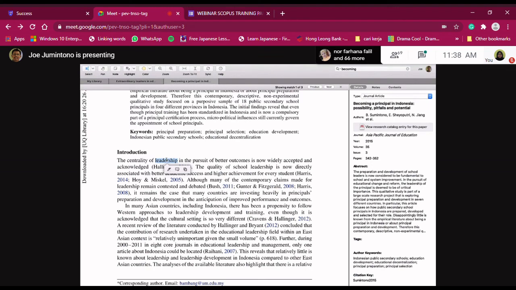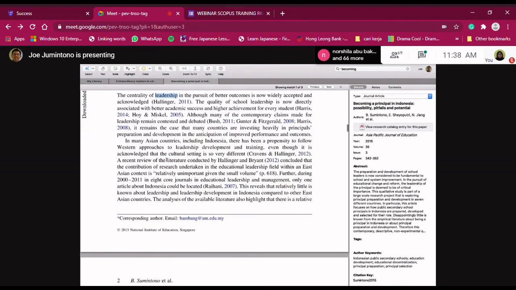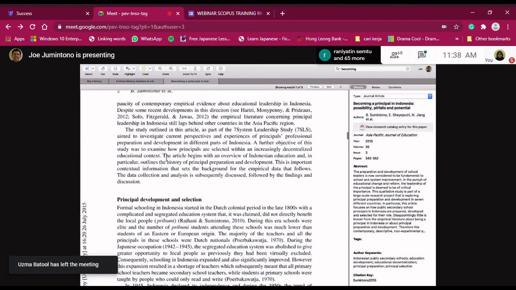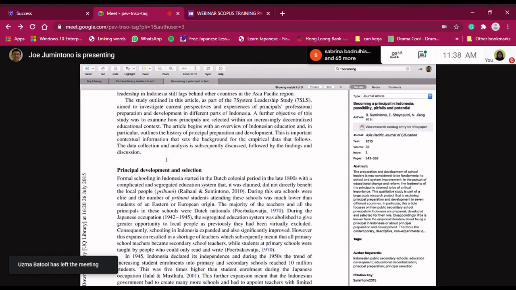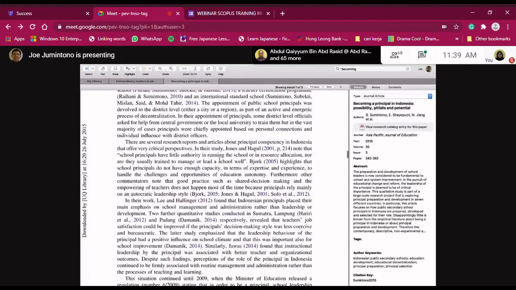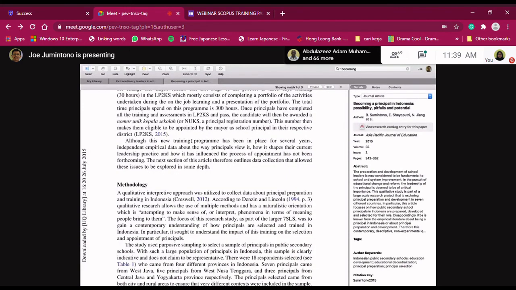So you can start from leadership, and then go to the more narrow, principal development. You can see this, my paper, everyone. Principal, more narrow. So in the end of the introduction, about the training program.